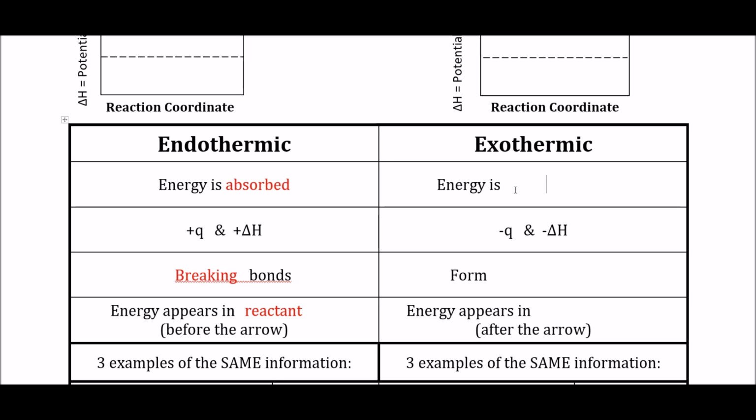Okay, so let's talk about exothermic reactions. Exothermic reactions are obviously the opposite of endothermic reactions, and so energy is released. And when energy is released, we have a negative delta H, a negative Q, and a type of exothermic reaction is actually bonds forming. So when you form bonds, this is an exothermic reaction because when two atoms come together to form a bond, they release energy because it is favorable for them to form bonds.